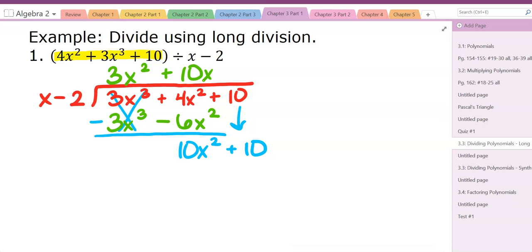Now I repeat my process. So 10x times the x is going to be 10x squared. Again, the first term should match, because when we subtract, we want to get rid of them. And now we take 10x times that negative 2, which is going to be negative 20x.